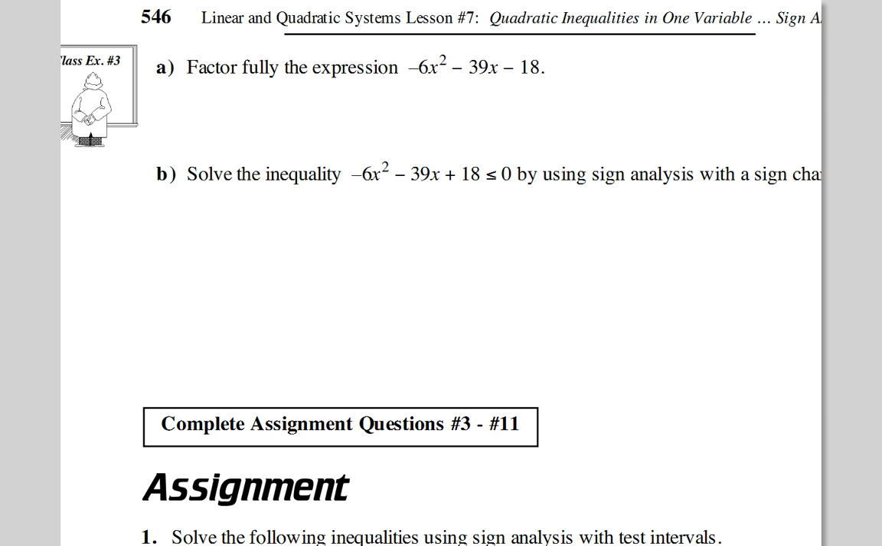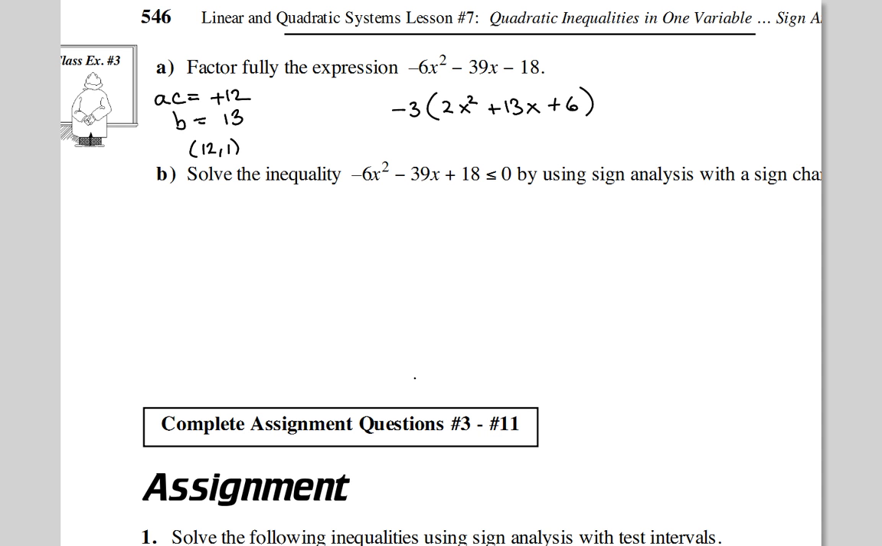It looks like 39 divides by 3, so we've got to take out a 3. I'm going to take out a negative 3, and you get 2x squared plus 13x minus 6. This is a little bit more reasonable. AC value of negative 12, B equals 13. So 12 and 1.